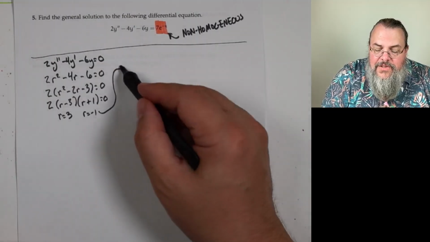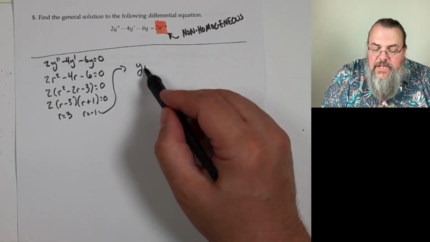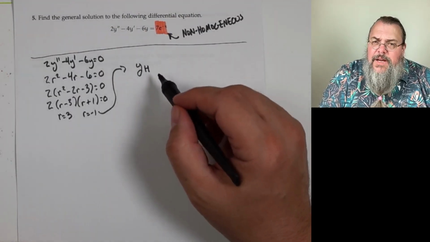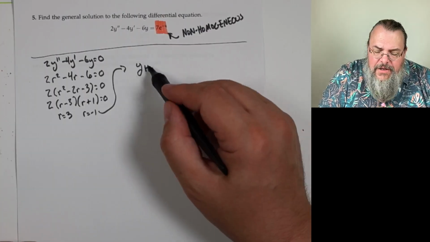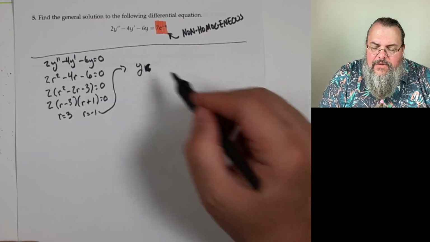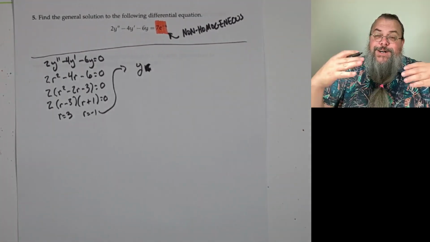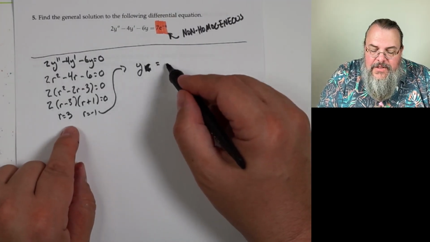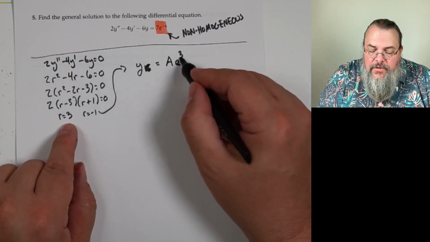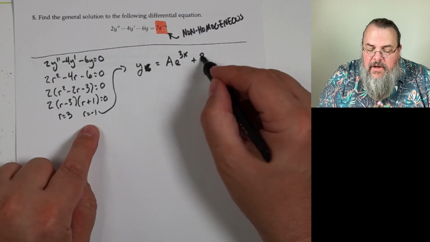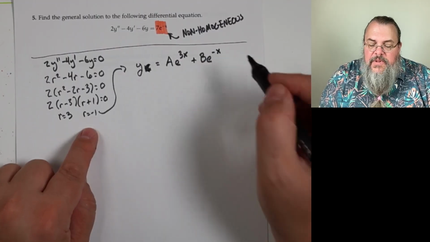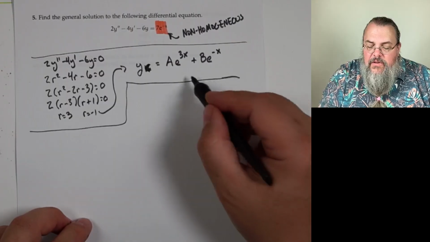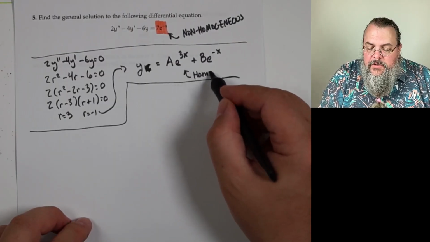Now, what does that tell us? Well, it tells us that our homogeneous solution, y sub h for homogeneous. I think sometimes it's y sub c for complementary. Okay, yeah, that's probably the notation. y sub c, complementary solution. So that looks like some constant times e to the 3x, and some constant times e to the minus x. All right, so that's the homogeneous part.